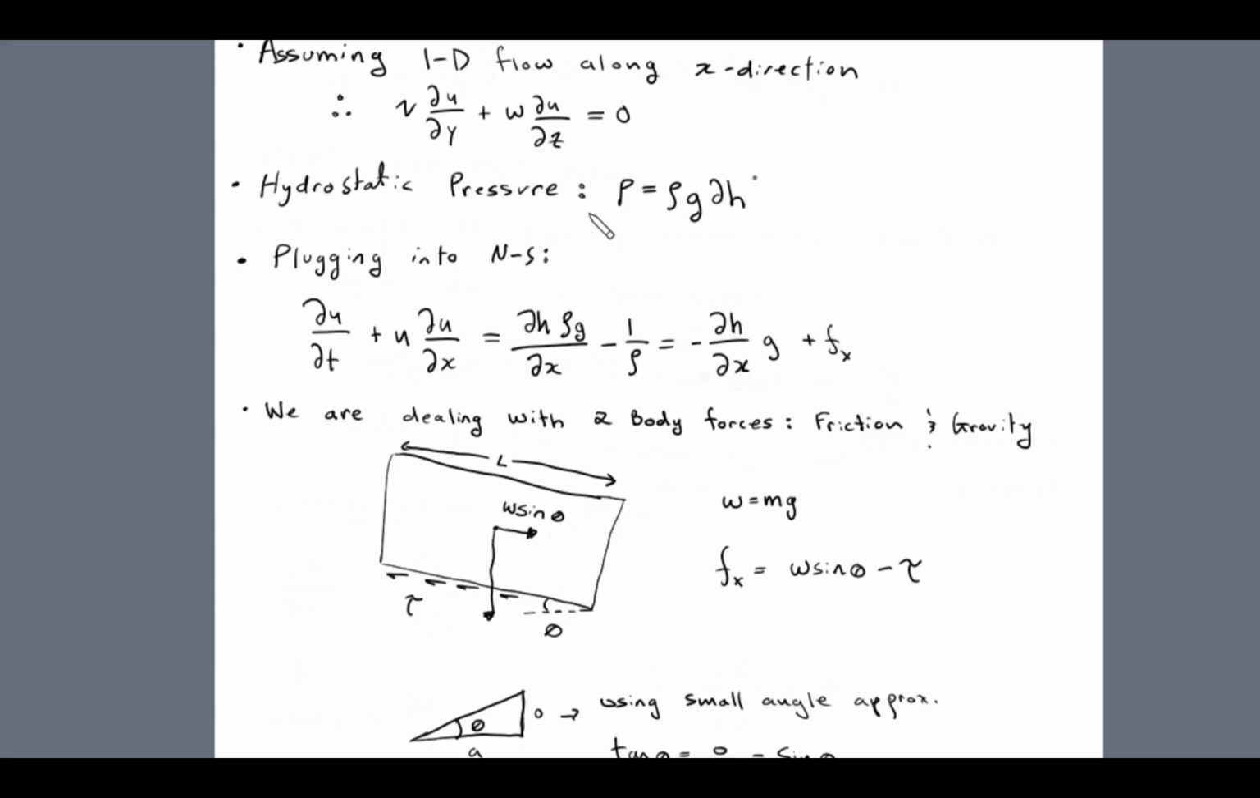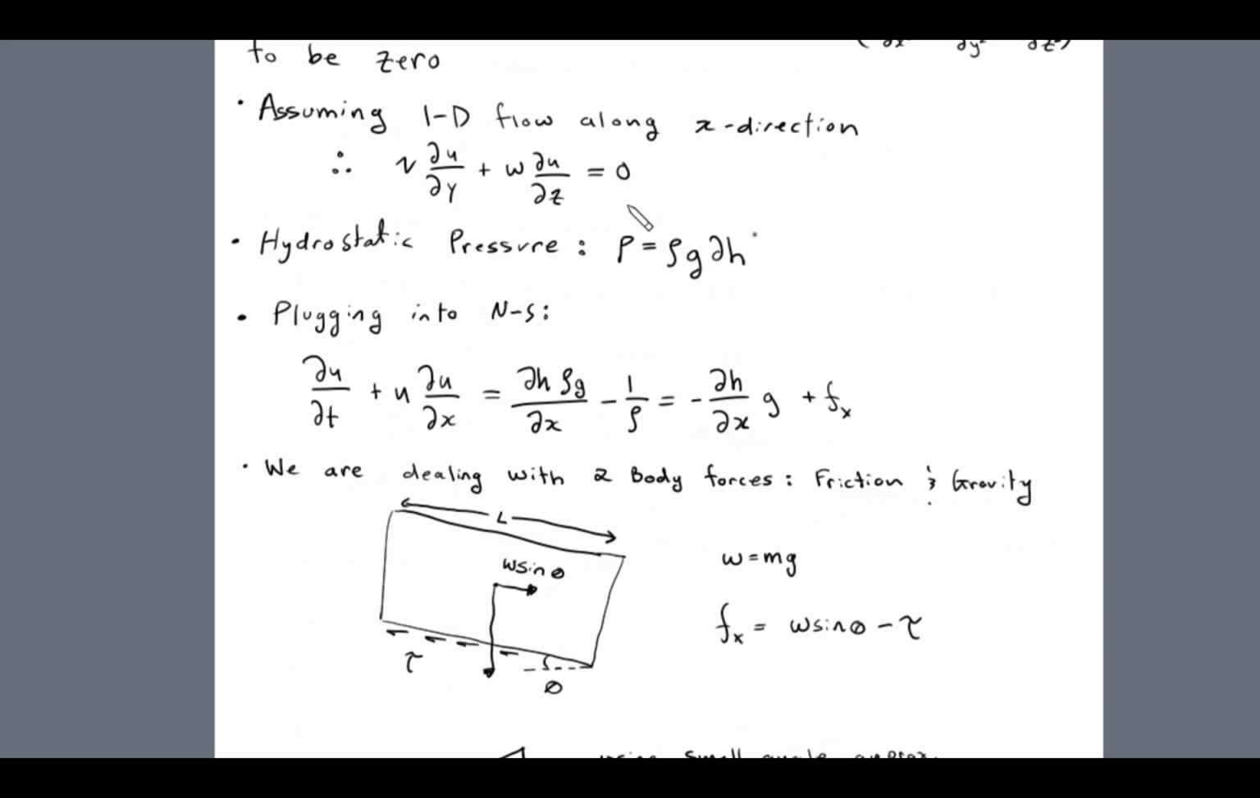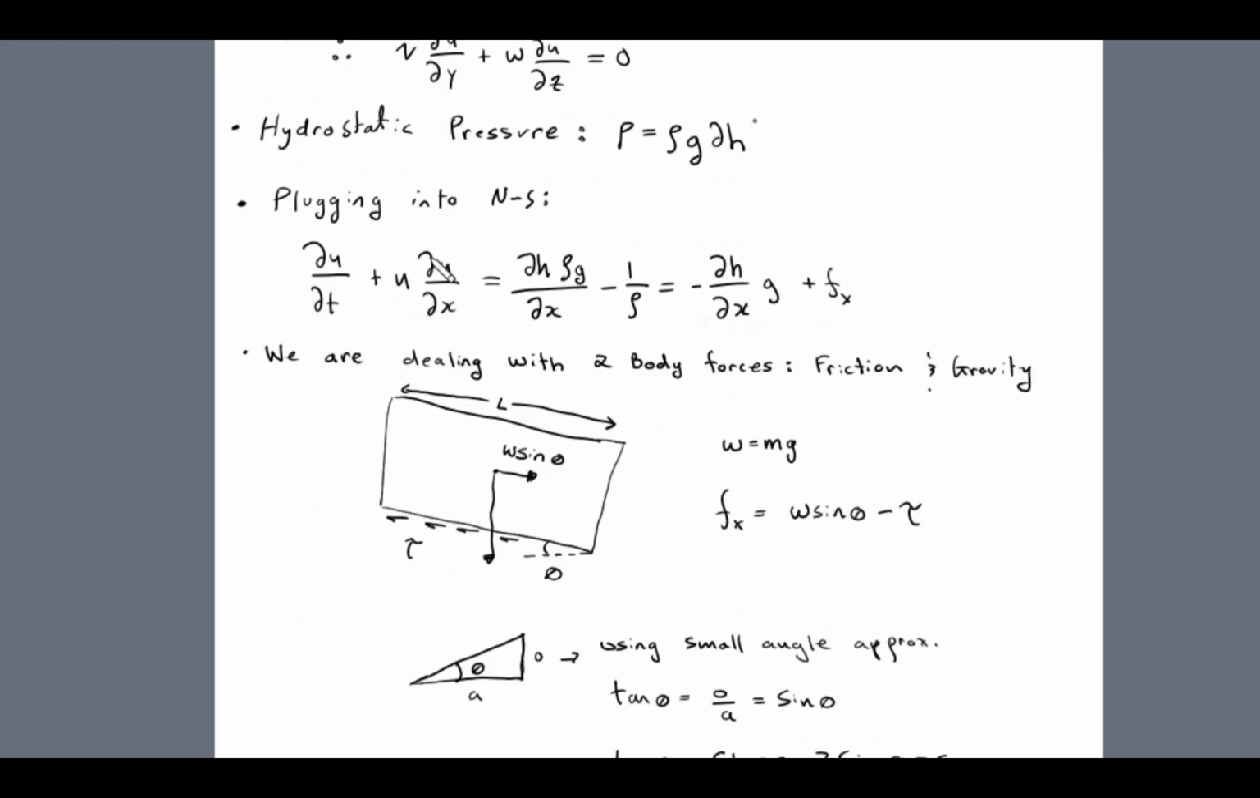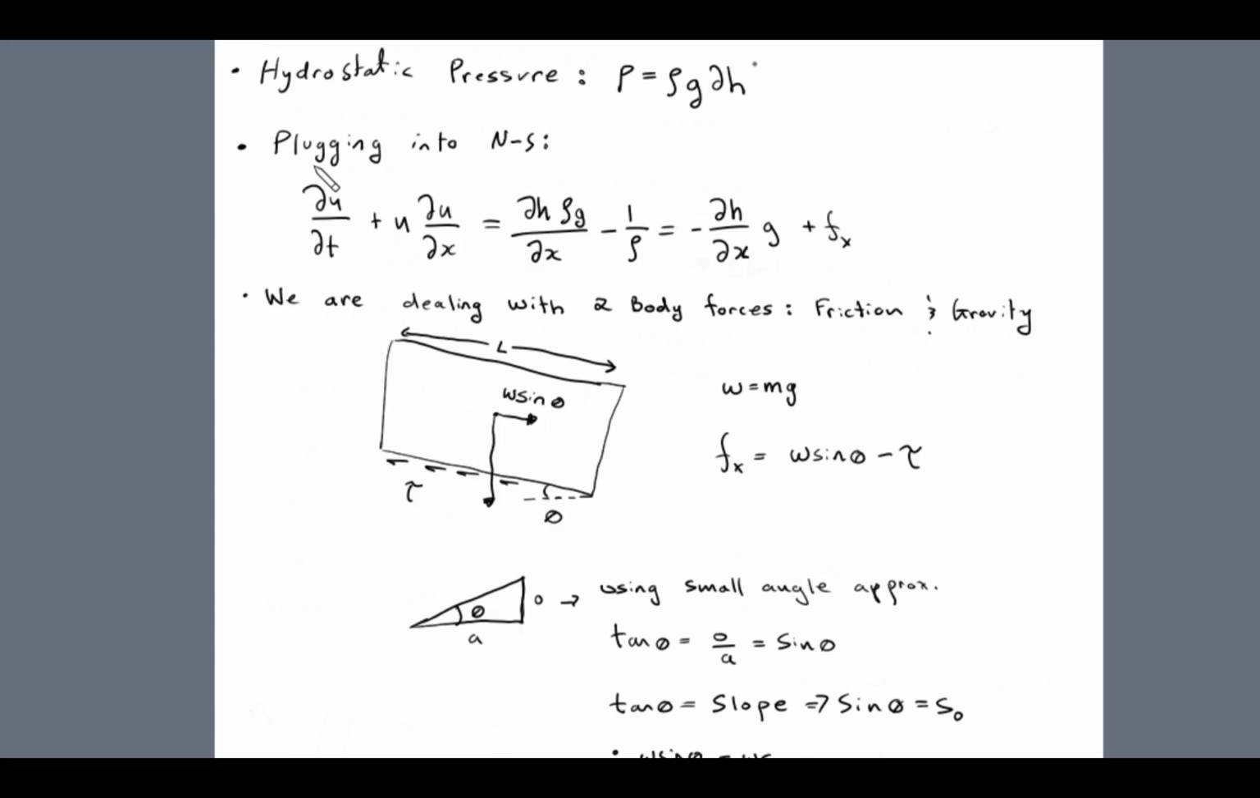Now, assuming a hydrostatic pressure distribution, where the pressure is going to be equal to rho g h, or delta h if you want to consider the whole distribution, then plugging that into the Navier-Stokes equation, that's going to leave us with the unsteady term with respect to x, the convective term with respect to x, plugging in for p delta h rho g with respect to x times negative 1 over rho.